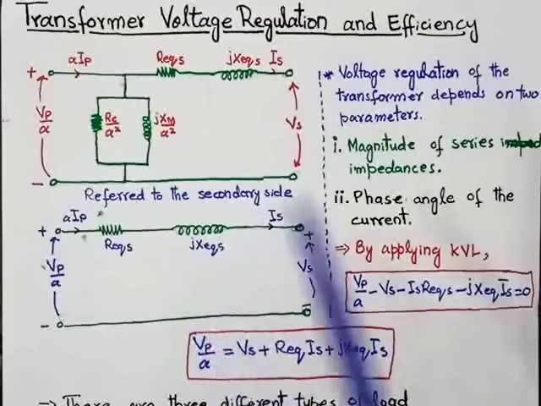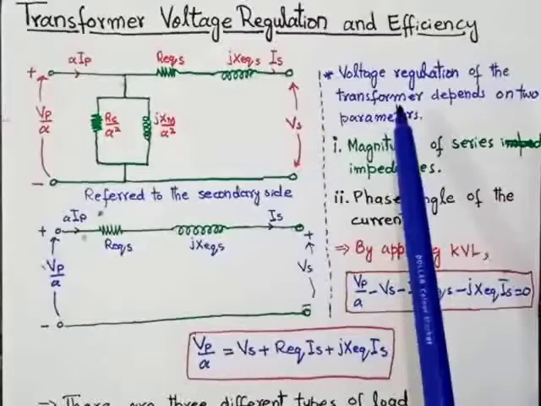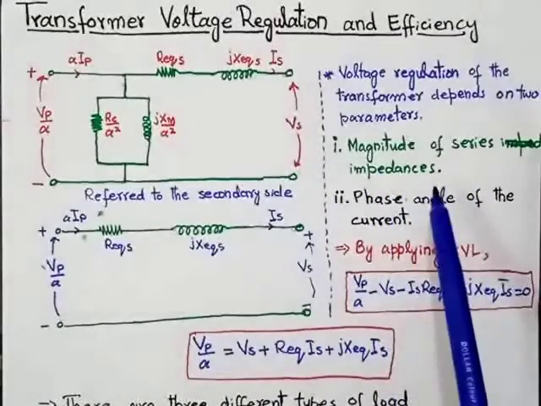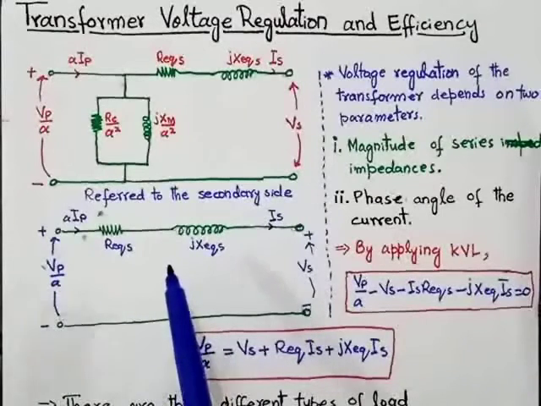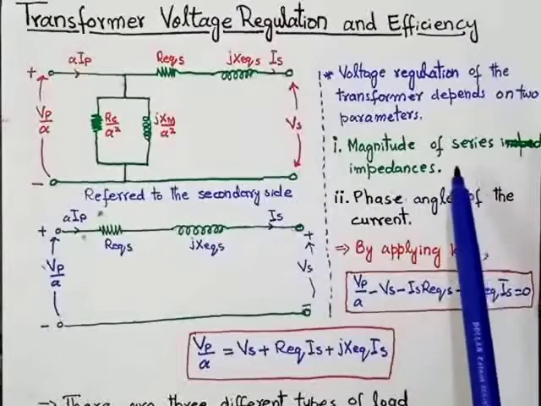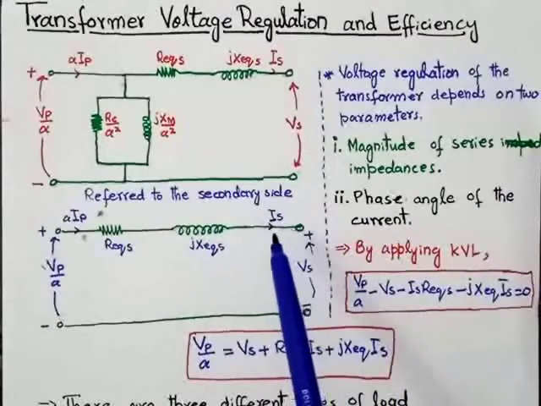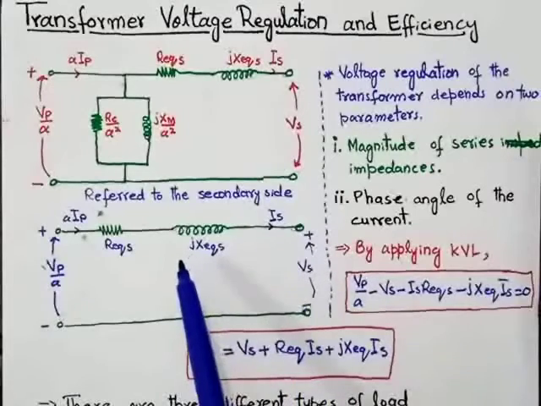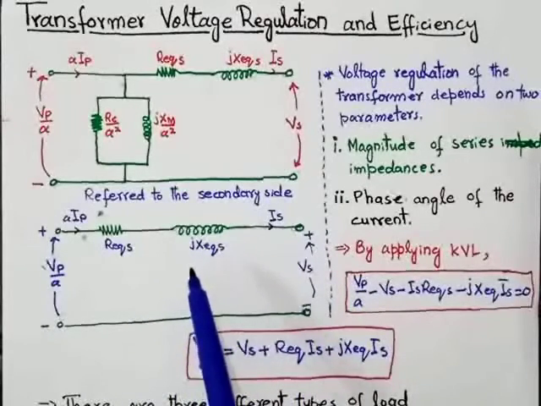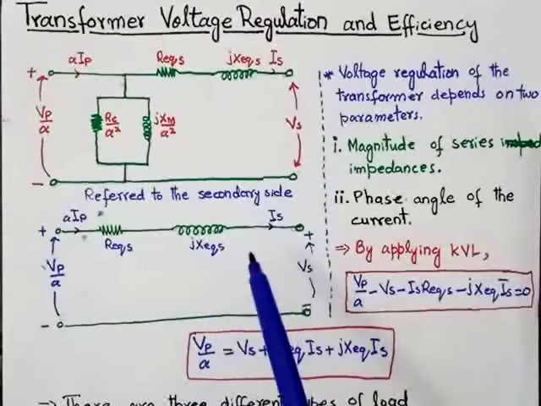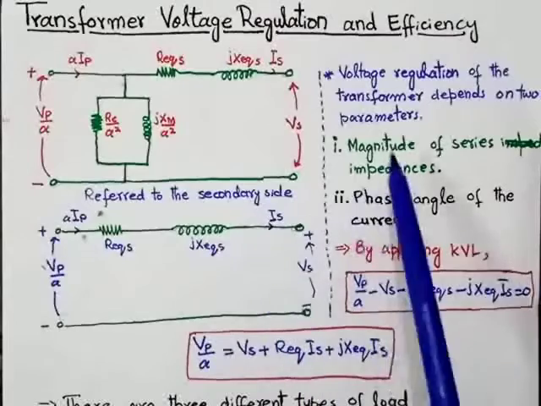So the voltage regulation of the transformer depends on two parameters. As you can see in this simplified equivalent circuit, the first one is the magnitude of series impedances. These are the series impedances. And the second one is the phase angle of the current. So this is the current. Voltage regulation can be calculated if we calculate the effect of series impedances and the phase angle of the current. So these two are the important parameters.